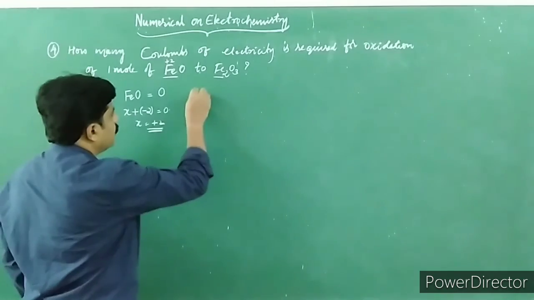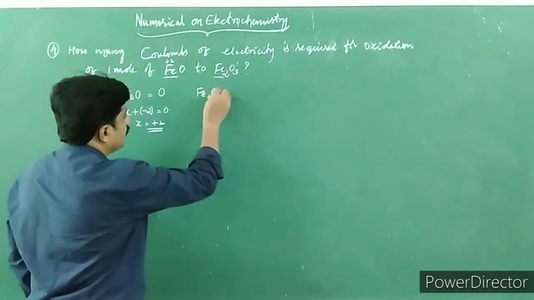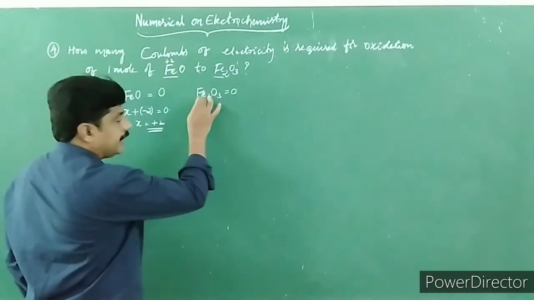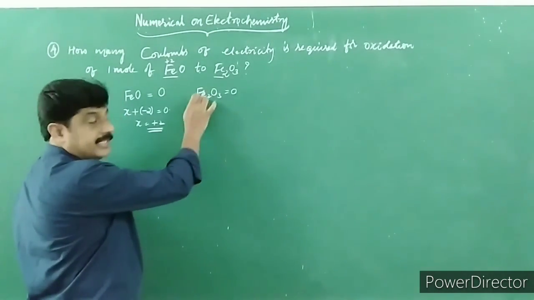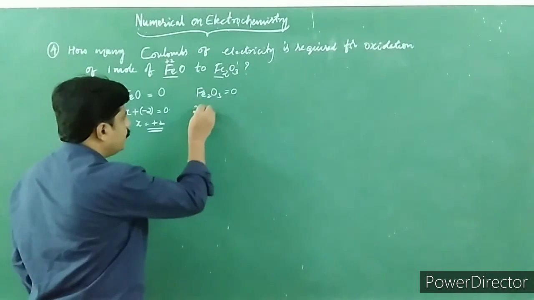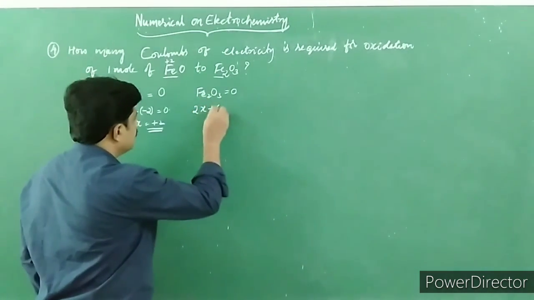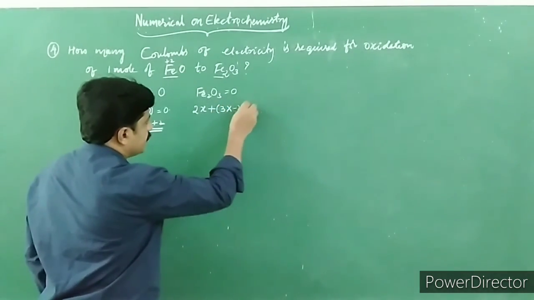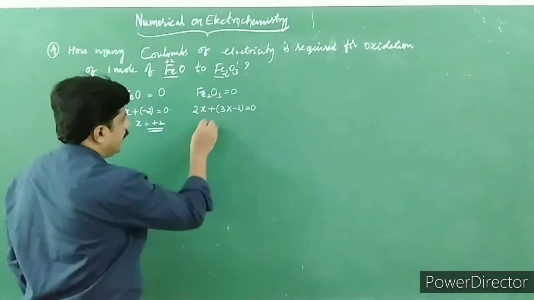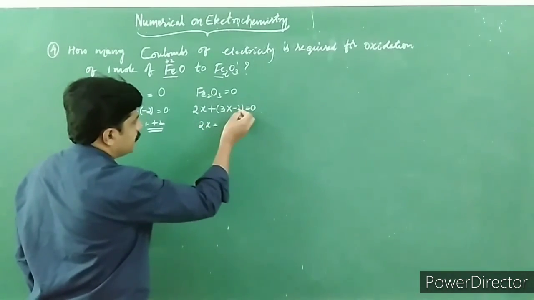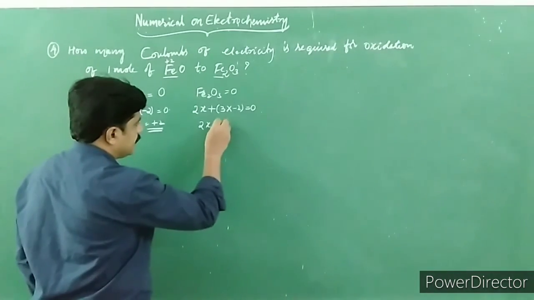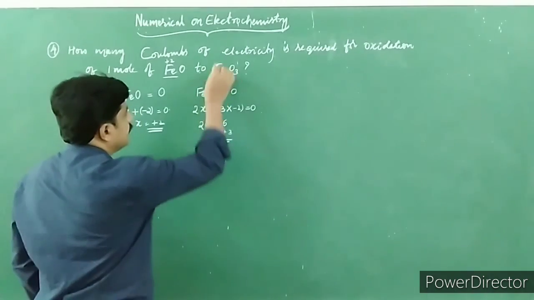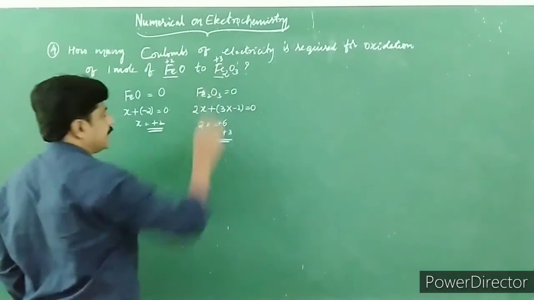Let me go for Fe2O3. Look at here, Fe2O3 is a neutral compound. I go for 0. Now I need to find out Fe's oxidation state in this compound. So 2x plus 3 atoms of oxygen into -2 is equal to 0. Now 2x is equal to -2 into 3, that is -6, plus 6. x is equal to +3. Children, in this case the oxidation state is +3.